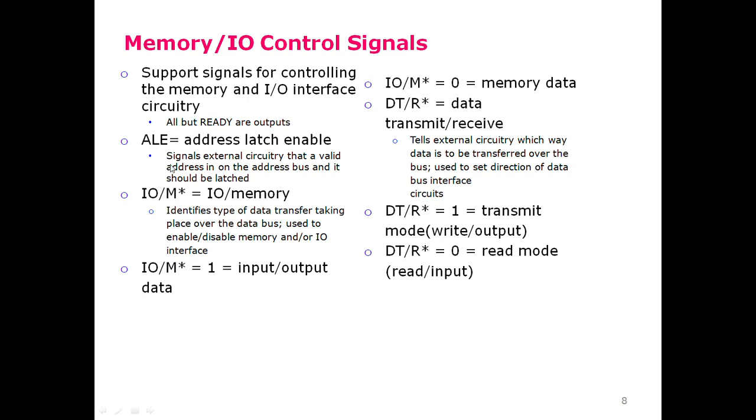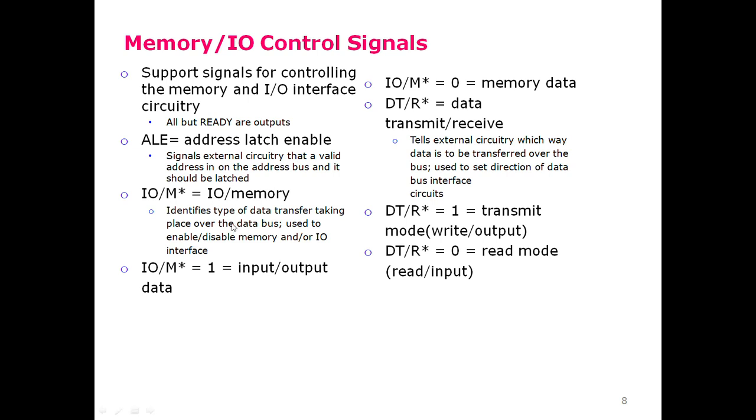One of the control signals is ALE, which is address latch enable, and this signal is used to tell the external circuitry, for example buffers and transceivers, that a valid address is on the address bus and it should be latched. So this controls the external circuitry, buffers or transceivers, to enable the address, and it is used in demultiplexing the address in the data pins.